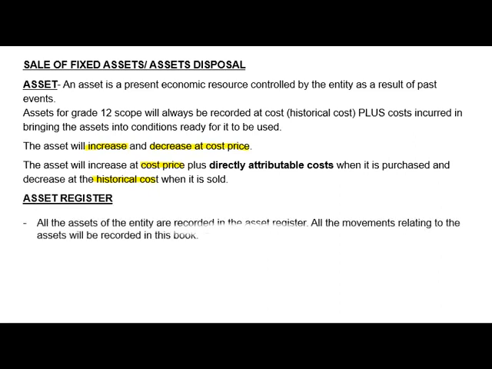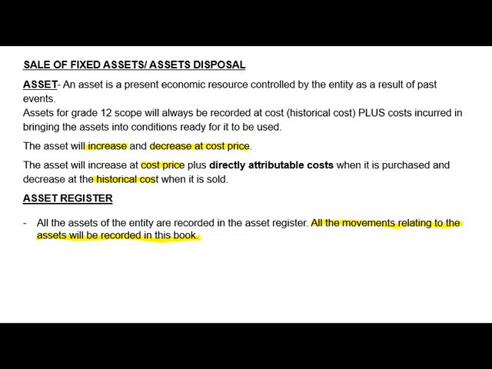And guys, we have what we call an asset register. I asked this in a recent test to grade 12s, as to what the asset register is. So the asset register is basically a document that records all movements relating to the asset, okay? That's where we record all movements relating to the asset.